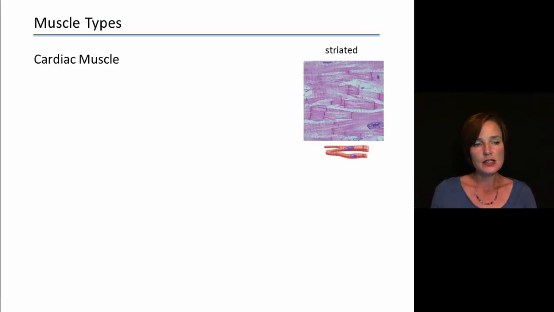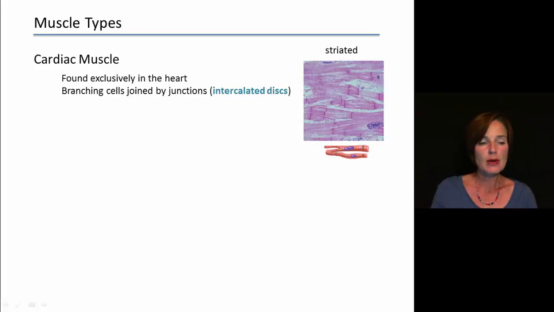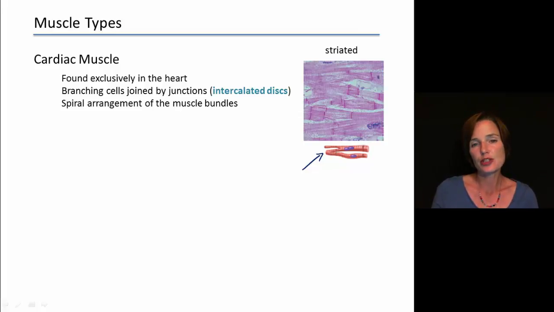Our third type of muscle is cardiac muscle, and there's really just one location where we find cardiac muscle, and that's in the heart. Cardiac muscle is made up of branching cells, so there's a good representation of that branching cell right here, and these branching cells are connected together by junctions. We call those junctions intercalated discs, and you can see in the image that the cardiac muscle is striated. It does have the lines in there, similar to skeletal muscle. And there will be a spindle arrangement of the muscle bundles when we're talking about the cardiac muscle.